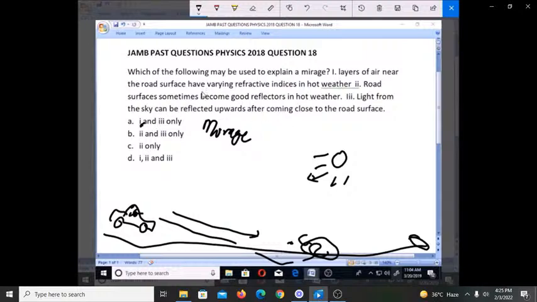Now, road surfaces sometimes become good reflectors in hot weather. Does something become a reflector at some times and not at other times? You see that this II is shaky. But this number three, light from the sky can be reflected upwards after coming close to the road surface. That is reflection, and that is true. So we can easily see that I and III are true. So with that, I can pick option A as the correct answer.